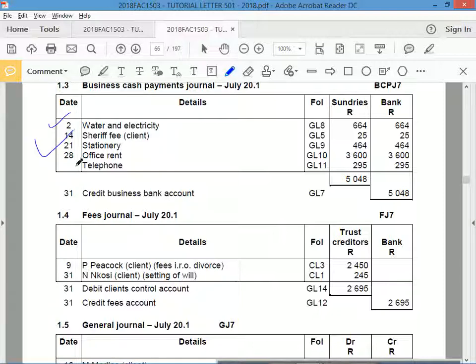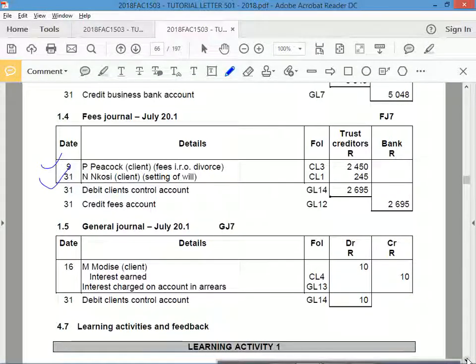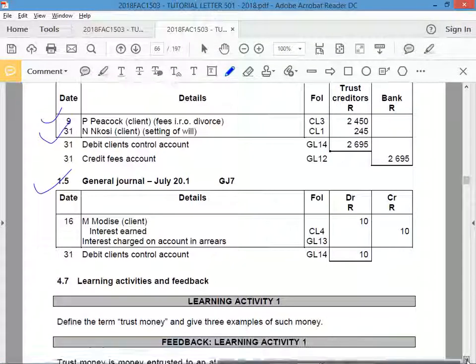Good, so that was all fine. Fees journal, we should have had 2, 9, and 31, did we? Okay, good. And then here's the general journal. See, they even showed it as a general journal. That's good. They even brought in the general journal to show it to you as well. We spoke about this, so we had that. Great, and that's that. That's the trust CPJ, CRJ.